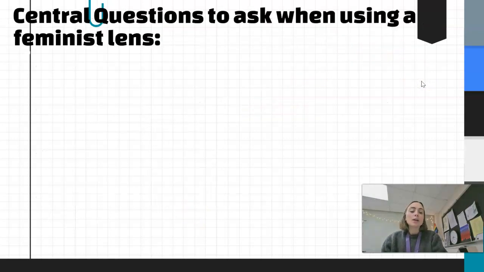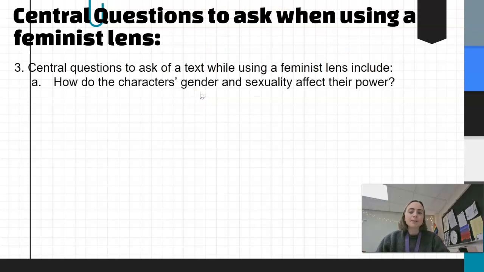So there are a bunch of questions we can ask while we read the book Of Mice and Men to help us think about this feminist lens. The first question is, how do characters' gender and sexuality affect their power? As you know, in this book, most of the characters are male, right? And there's only one main character who's a female, and that is Curly's wife. So I want you to think about how her gender as a woman affects the power she has on the ranch.